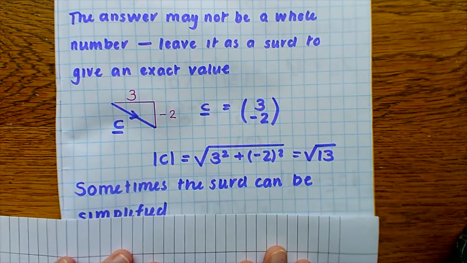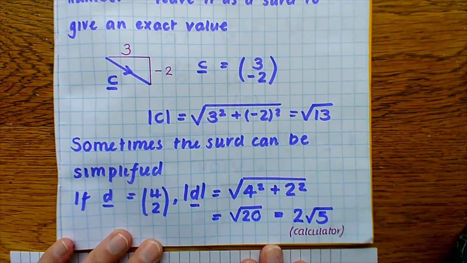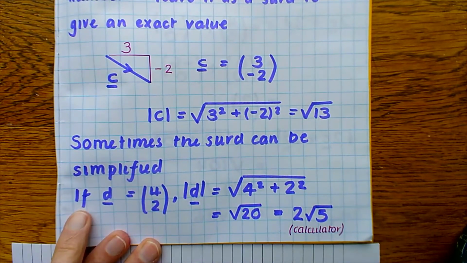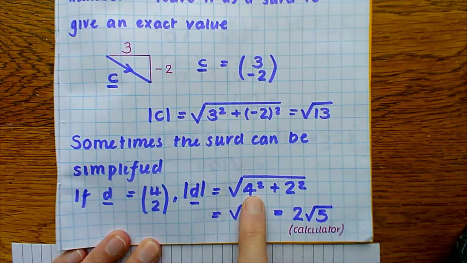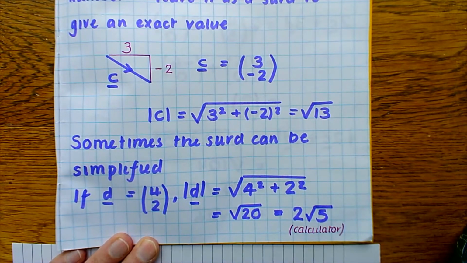Now, sometimes the surd can be simplified. And here's an example. Oops, let's nudge it up so you can see it. It's the vector (4, 2). That's 16 plus 4, so it's the square root of 20. Now, the square root of 20 is the square root of 4 times the square root of 5. And of course, the square root of 4 is 2. So this is back to our work on simplifying surds.